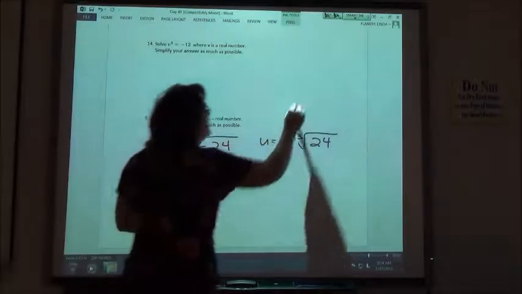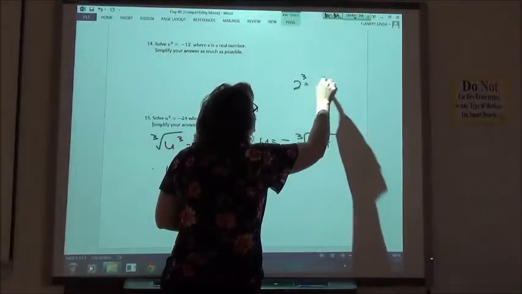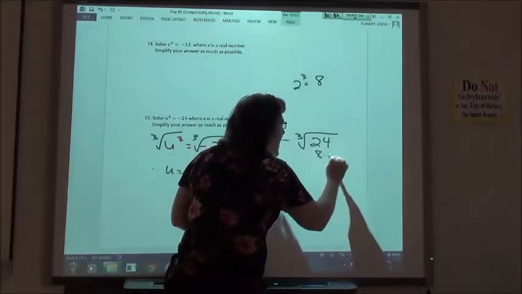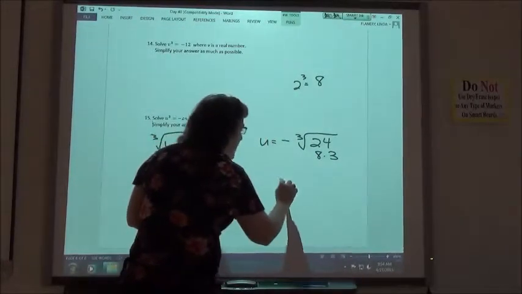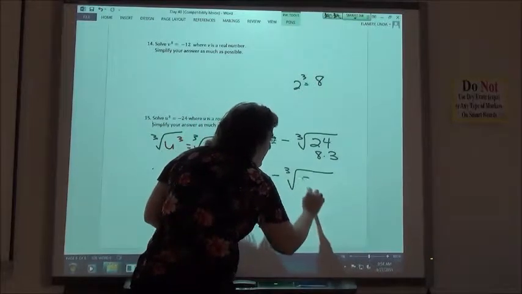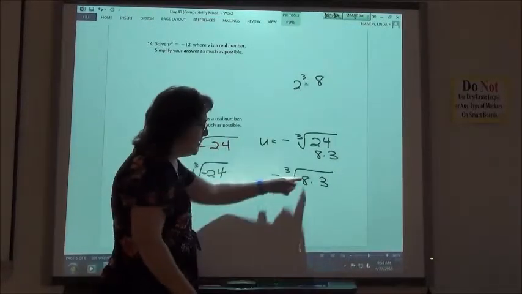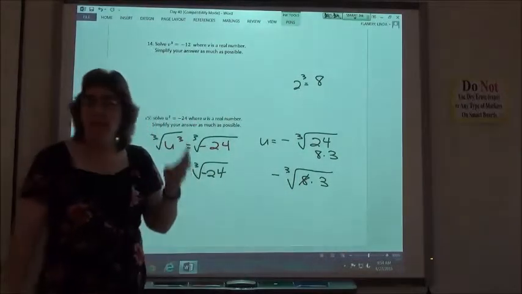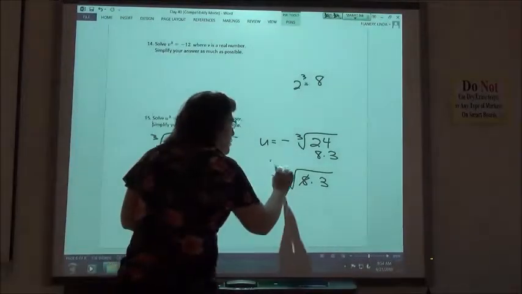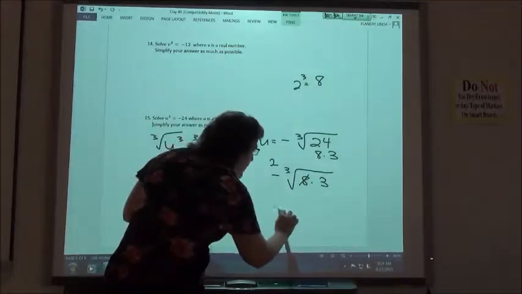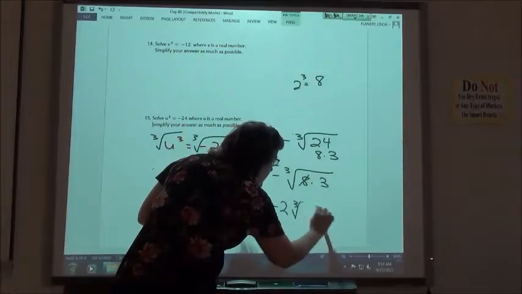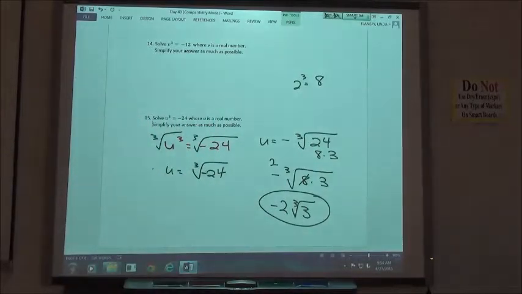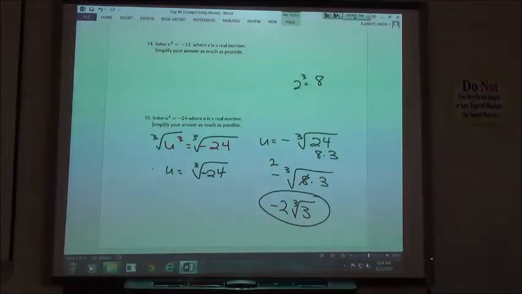Remember I had that list before, 2 cubed is equal to 8. So I can factor 24 into 8 times 3. So I have negative the cubed root of 8 times 3. The cubed root of 8 is 2, because 2 times 2 times 2 is 8. So that 2 is going to go out in front. I'm going to get negative 2 times the cubed root of 3 then for my answer. So I wanted to have one of those that you could simplify.